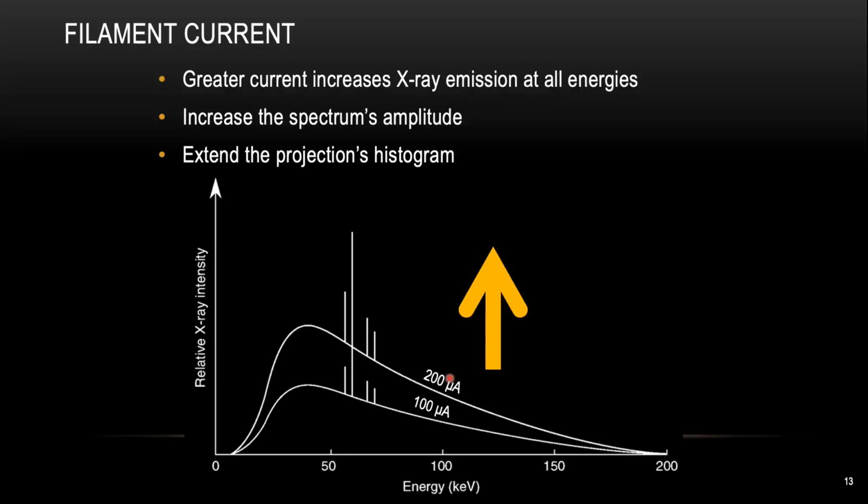Also, by using a higher current, we can extend the projection image histogram. The wider we can spread out the histogram, the easier it is to differentiate different materials inside your sample. So again, the rule of thumb when you do micro-CT imaging is to use the current as high as possible before you saturate any background image.